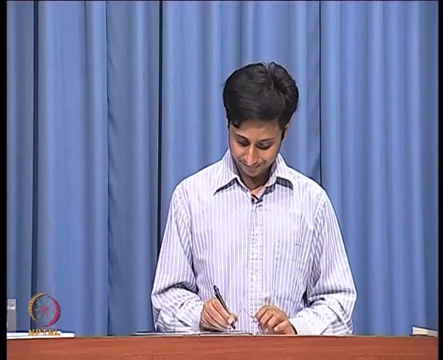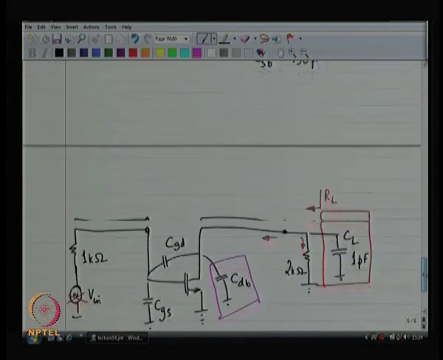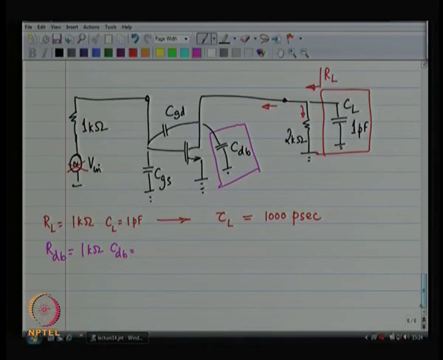CDB is very similar to CL, basically you see RL. You do not see anything else. What is the value of CDB? CDB is 100 femtofarad. Okay, that was quick. Next, we are going to work with CGS.